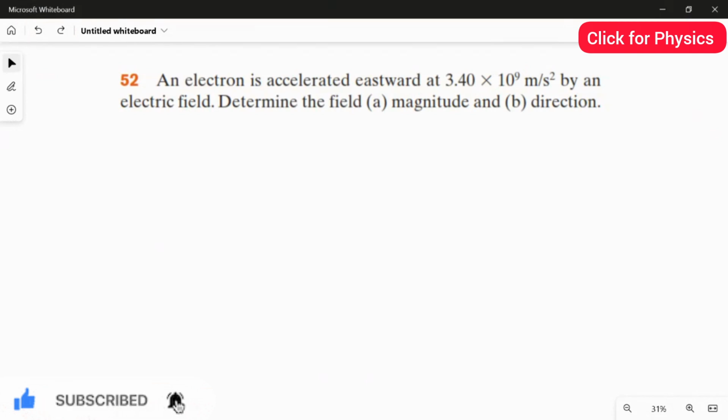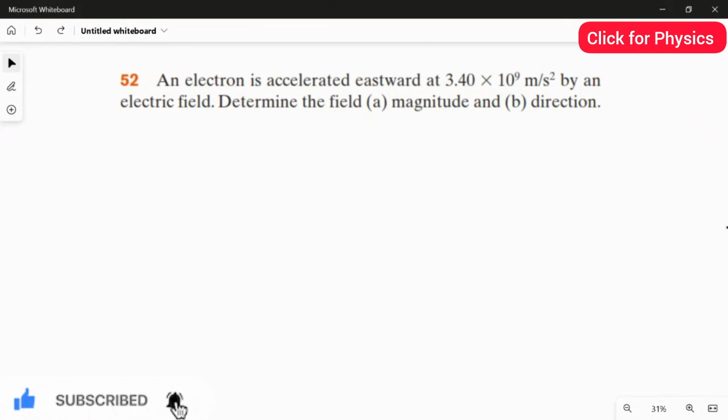So in this question, we have to answer two questions. In the first part, we are going to find the magnitude of the electric field, and in the second part, we are going to find the direction of the electric field. So let's rewrite the given first. What is given in the question?